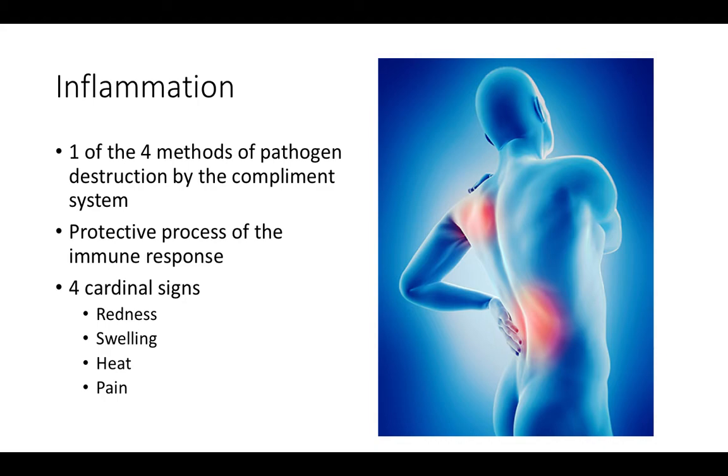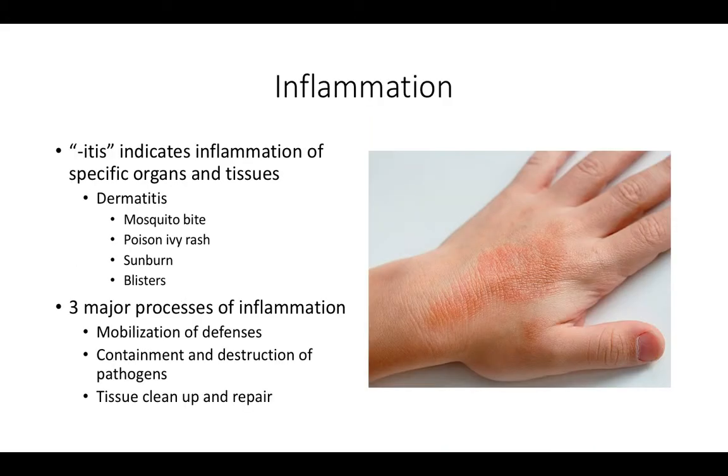Okay, so there's 4 cardinal signs of inflammation. That's redness, swelling, heat, and pain. And inflammation is indicated by the ending itis. Okay, so there's all different types of inflammation. We could have arthritis, we could have encephalitis, we could have dermatitis, and so we just use dermatitis here as an example. But it is something that could be the result of a mosquito bite, it could be the result of poison ivy, or a sunburn, or blisters, maybe from running shoes or something like that.